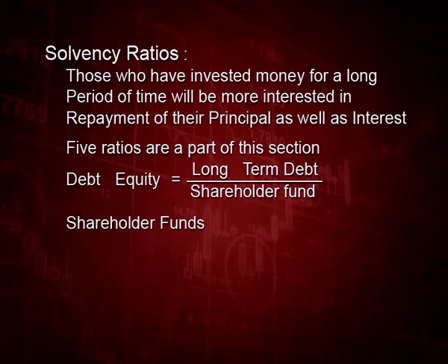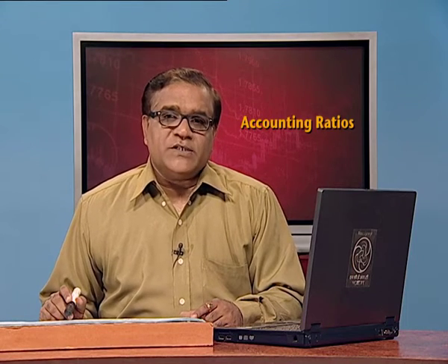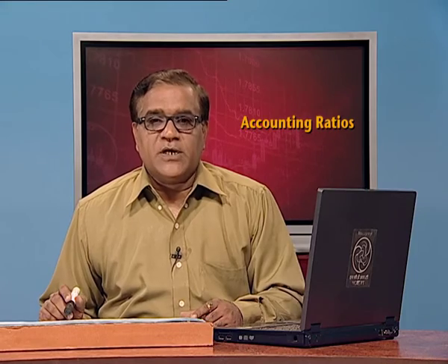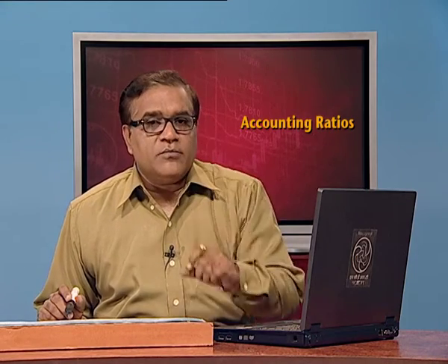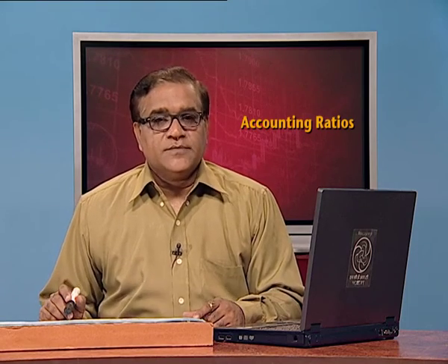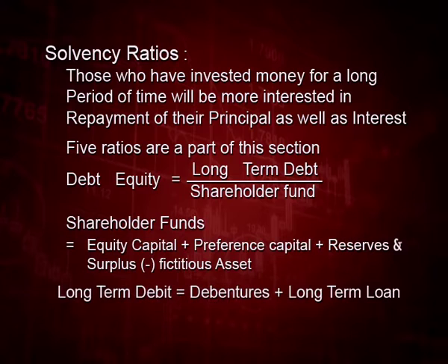Now, shareholder funds is equal to equity capital plus preference capital plus reserve and surplus minus fictitious assets. Now, what is fictitious asset? The miscellaneous expenditure, preliminary expenses part, which is not yet deducted from that reserve and surplus part in the balance sheet. Now, what is long term debt? It is equal to debentures plus long term loan.